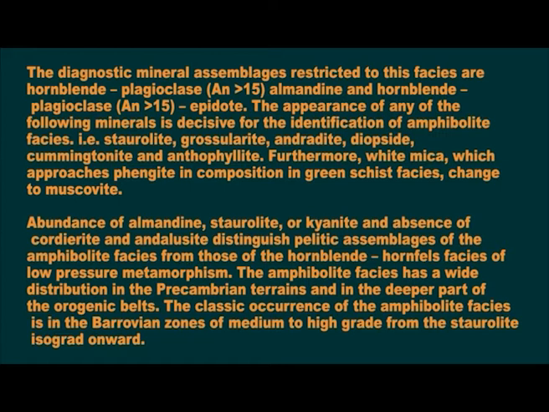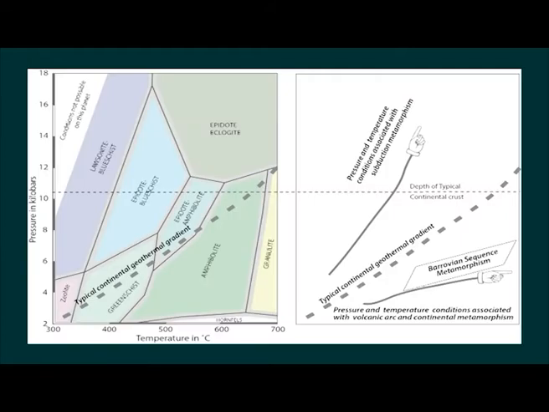The amphibolite facies has a wide distribution in the Precambrian terrain and in the deeper part of the orogenic belts. The classic occurrence of the amphibolite facies is in the Barrovian zone of medium to high grade from the staurolite isograde onward.